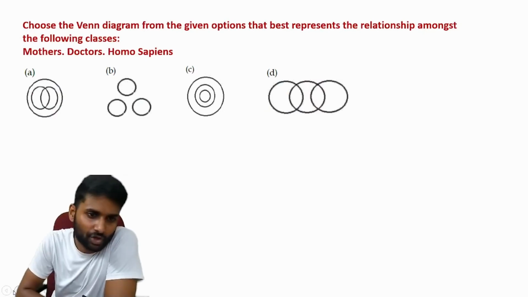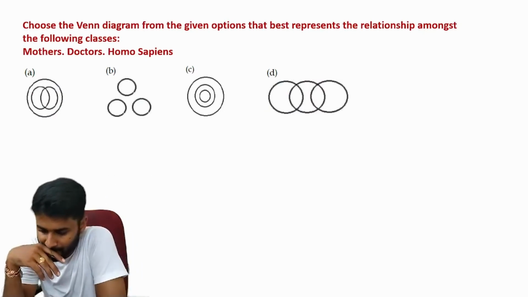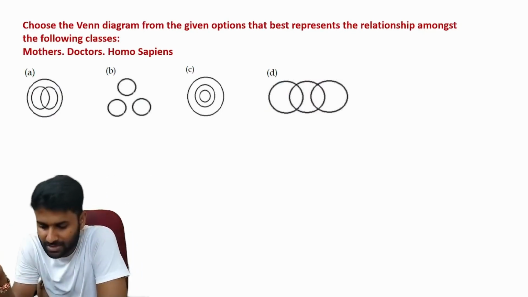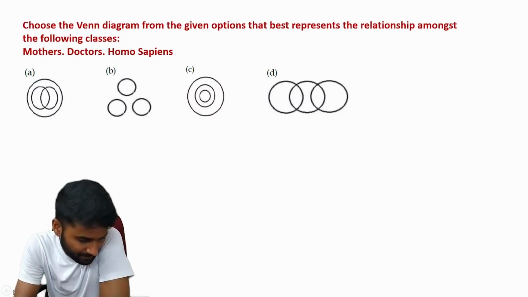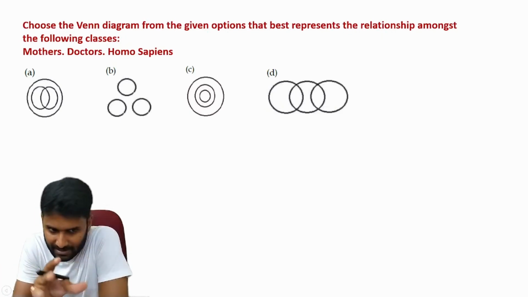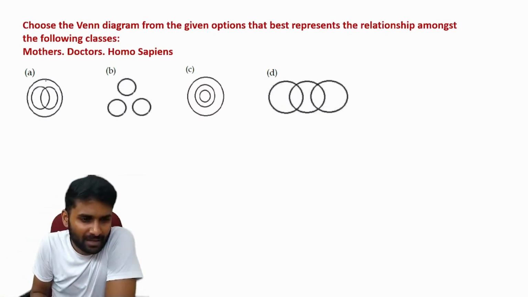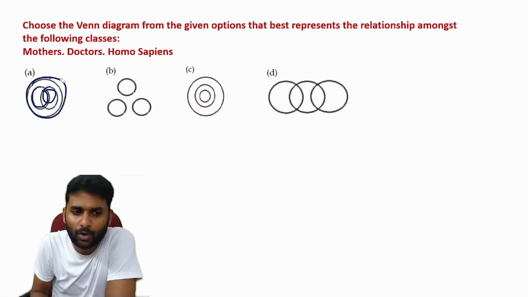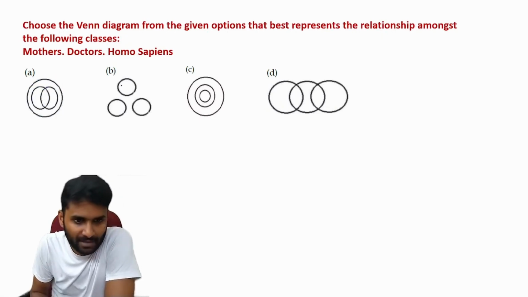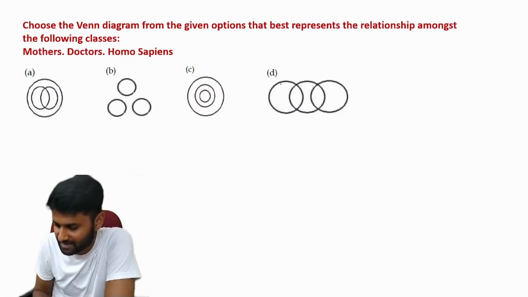Again, mothers, doctors, Homo sapiens. Homo sapiens, you already know, refers to humans. But how can you connect these three elements in this particular picture? See, understand this picture. There is a relation between two pieces of information, and those two belong to the overall data. That is the meaning of this circle. And there is no relation between the three elements. So one element is a part of another element, which is a part of another element. And there is some overlapping between these three. There is no overlapping between the last and first.